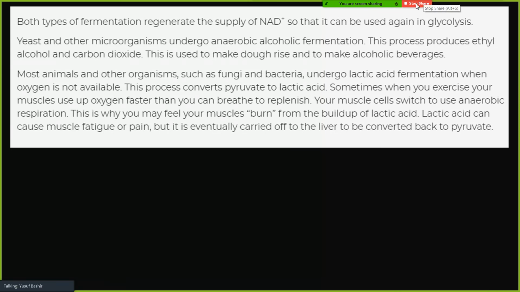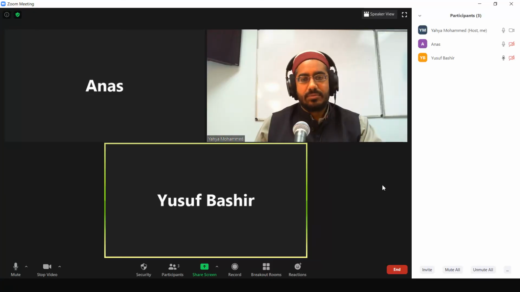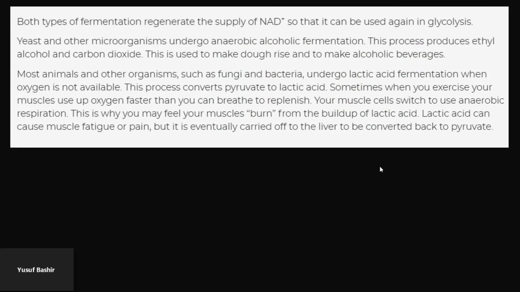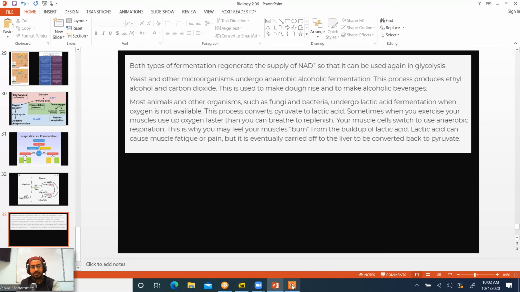That's why when you go swimming and you swim too much, your muscles start aching after that, because of the lactic acid buildup.